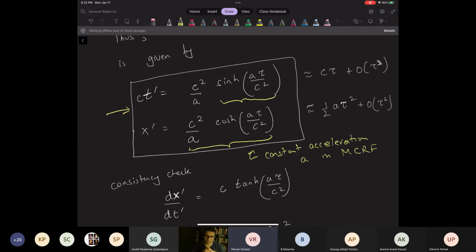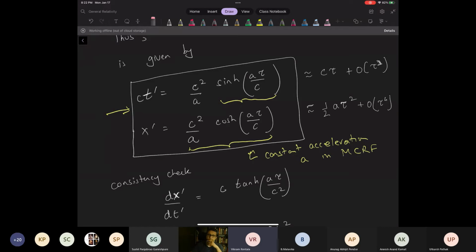Let me take a few questions. Utkarsh? I don't think that there will be c square in the denominator of cos h and sin h. It's c, sorry, not c square. Yeah. Thanks.